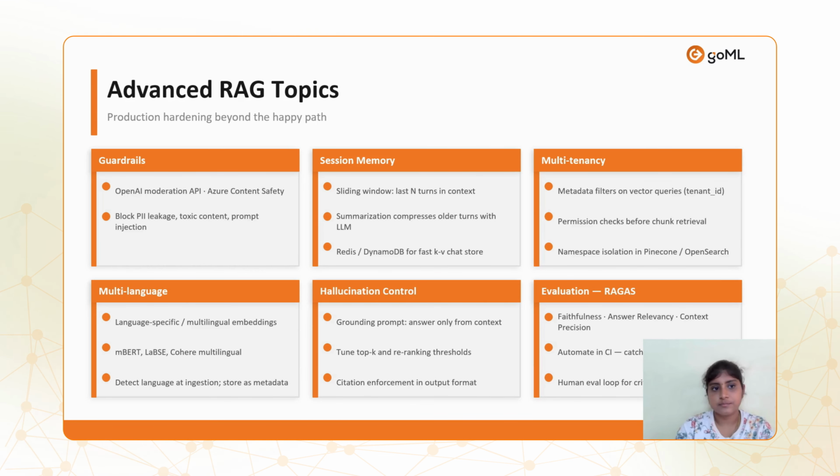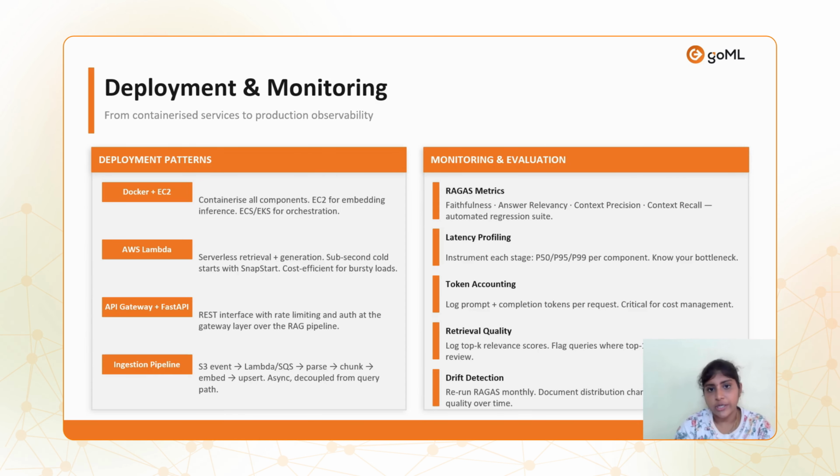at deployment. Regarding deployment and monitoring, we containerize all pipeline components with Docker. Embedding inference runs on EC2 along with ECS and or EKS for scaling. The query path is a FastAPI service which runs behind API Gateway with rate limiting and auth at the gateway layer. While for bursty or cost sensitive workloads, AWS Lambda is preferred for retrieval and generation steps.